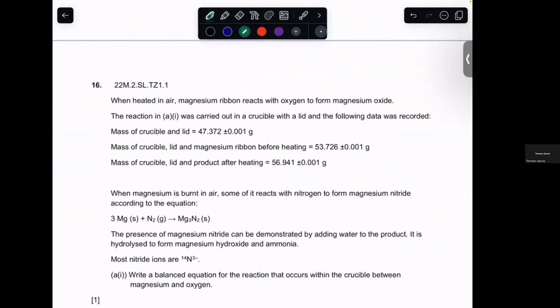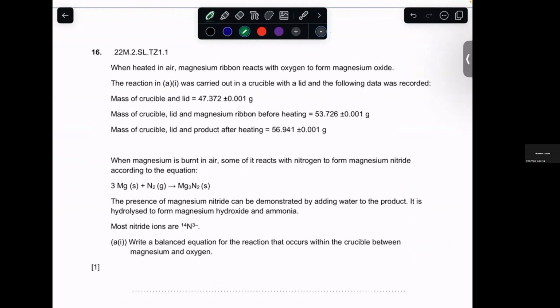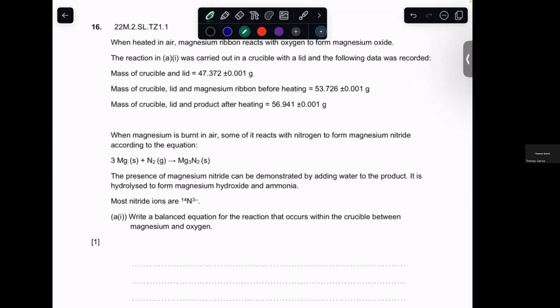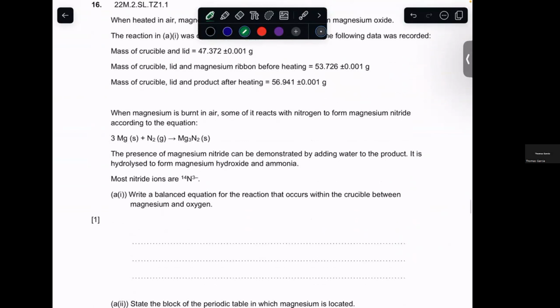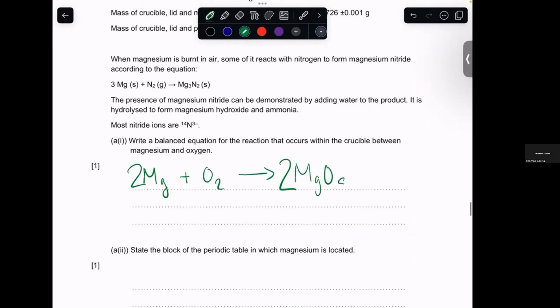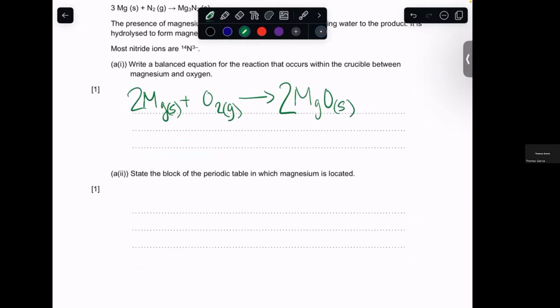When heated in air, magnesium ribbon reacts with oxygen to form magnesium oxide, and we have all this data here. Let's start out with A, write the balanced equation for the reaction that occurs in the crucible between magnesium and oxygen. Mg plus O2, because it's diatomic, is going to produce MgO, magnesium oxide. Now I do have to balance this, so I'm going to throw a 2 in front of the MgO and a 2 in front of Mg, and I'm done. If I want, I can add some state symbols: solid, gas, solid. And those you kind of just memorize. Oxygen's a gas at room temperature, hence the fact that we can breathe it.